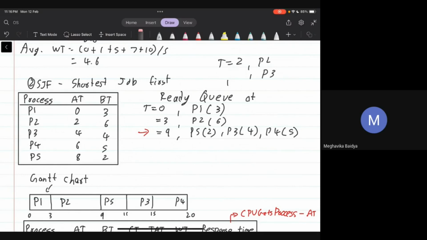So we jumped from 3 to 9 directly because the burst time of P2 is 6. Even if any other process comes during the execution of the current process, it won't execute, right? Because P2 is currently executing. So you can directly jump 3 plus 6 equals 9. Make sense?